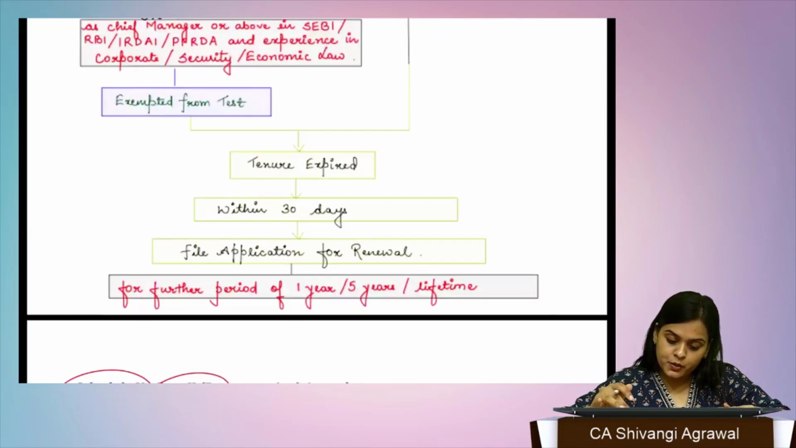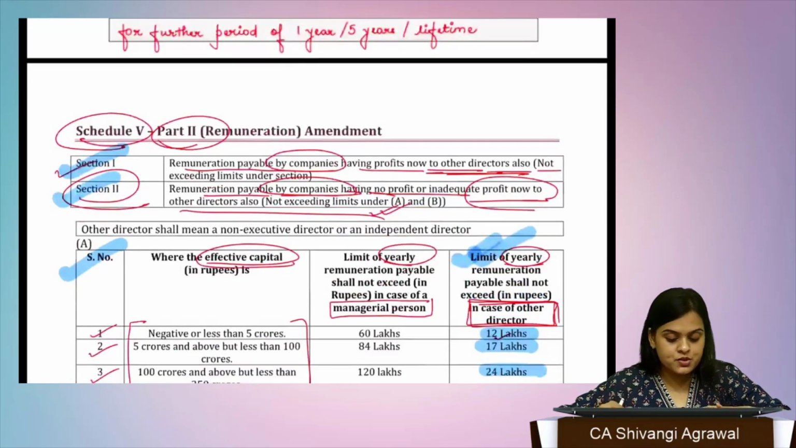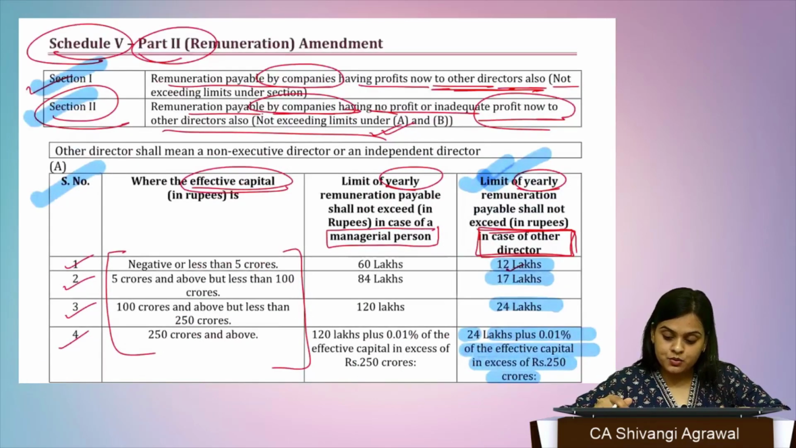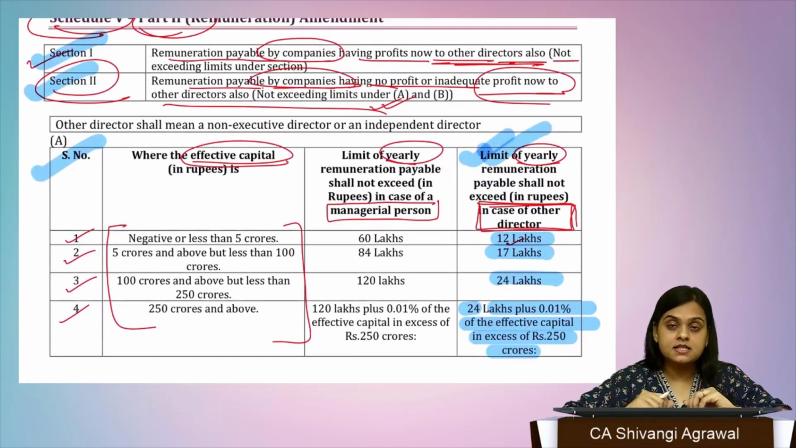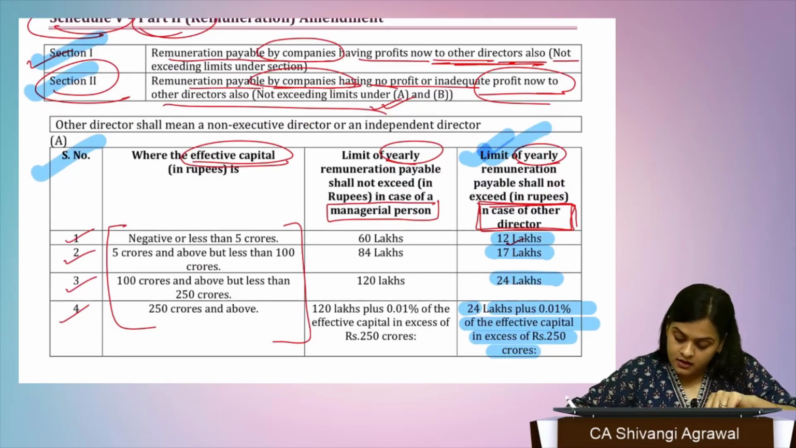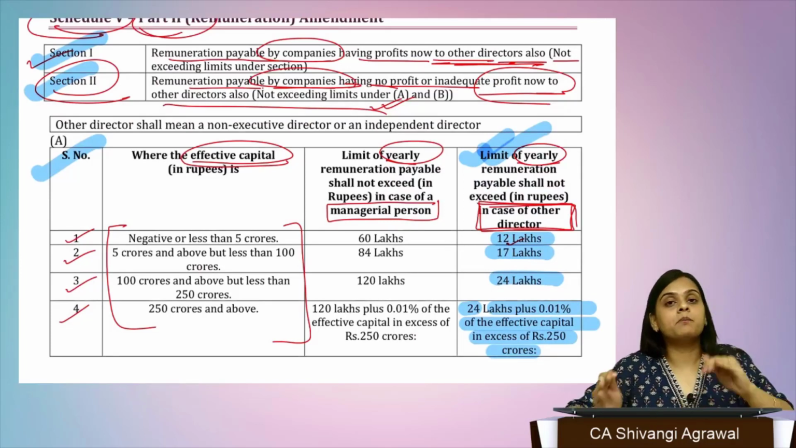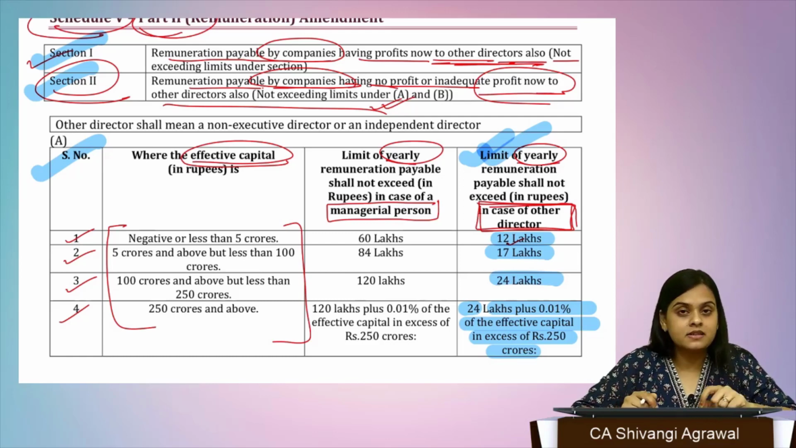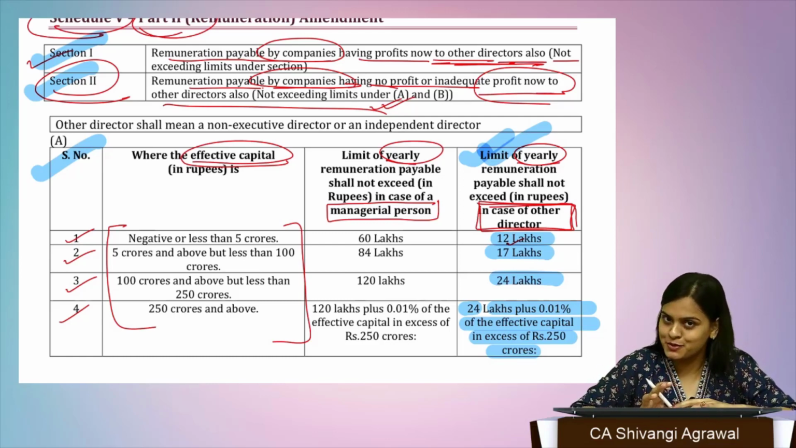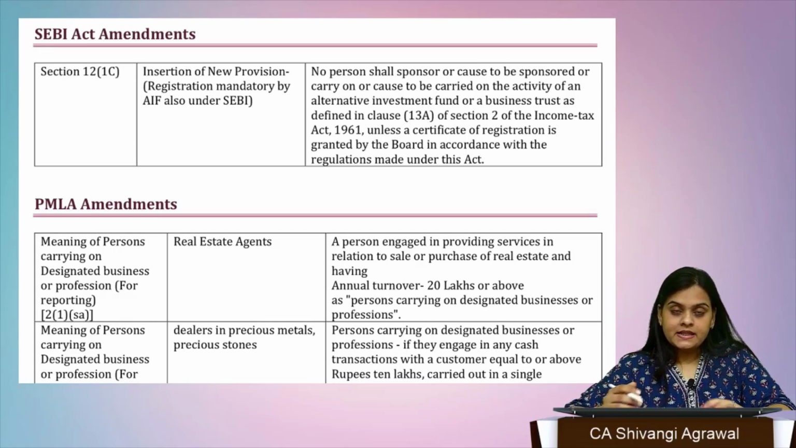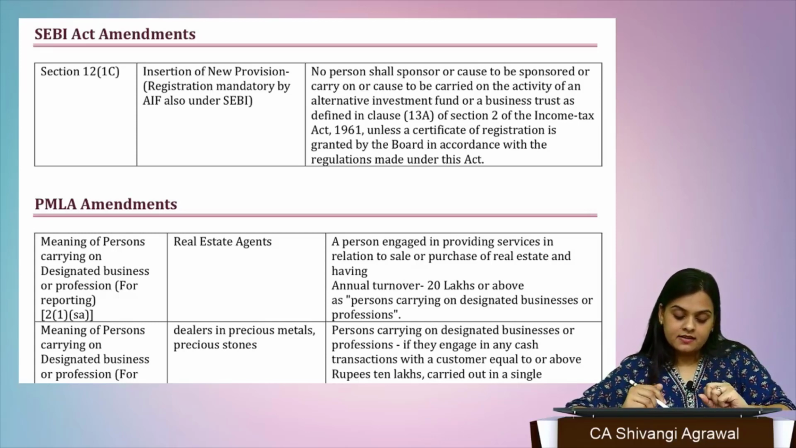Rule 6 I've already told you, and the schedule amendment also I have already told you. So this is the amendment relating to the Companies Act. So we are done with the amendments relating to Companies Act 2013 along with the relevant rules. Now the next set of amendments, and first of all we are going to discuss the amendment in SEBI Act.